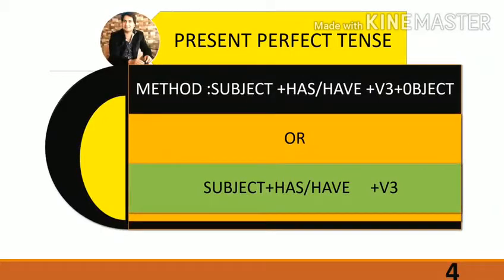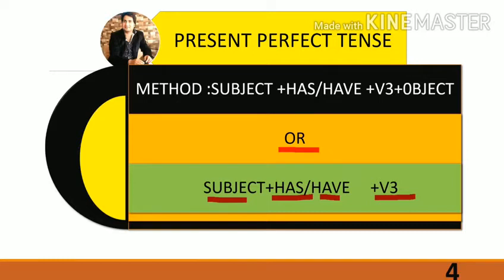Dear students, as far as the method of present perfect tense is concerned, it has a method: subject plus has/have plus V3 plus object. But in some books you will find another method written like this. First there is written subject, then there is written has, and there is written have, and then along with this there is written V3. But remember one thing, the method is the same, but there is a difference in object. But you need not mention object, because object doesn't affect any subject and any helping verbs. If you don't write object, it doesn't make any difference.